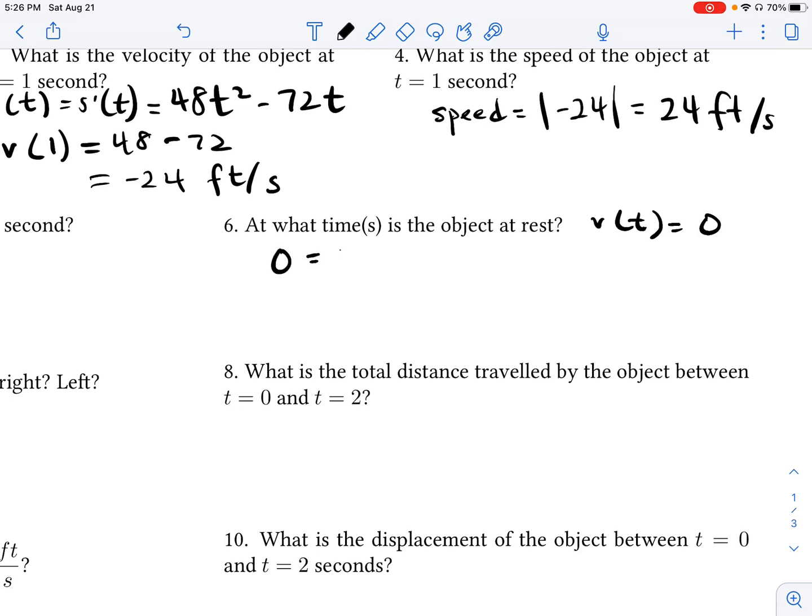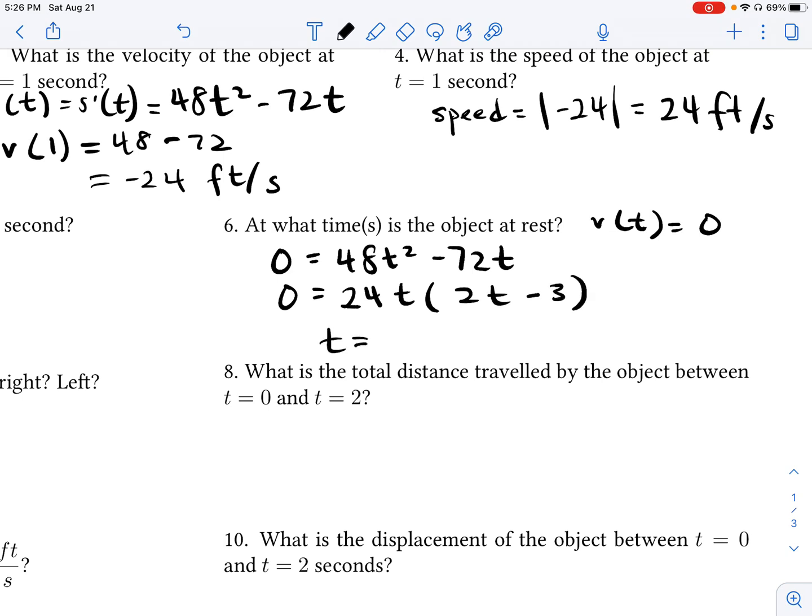So we have 48t squared minus 72t. And we're going to just solve this as a quadratic, which we can factor out our common factors of 24t. This would be 2t minus 3, which then gives me the following zeros. We got 0 and positive 3 halves. And the unit would be seconds. Okay, so that's when the object is at rest.